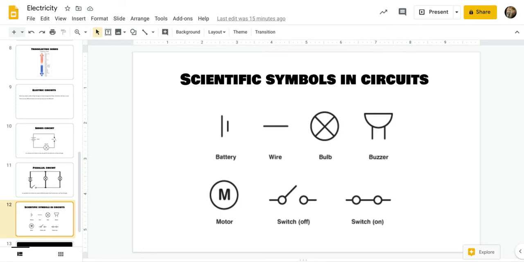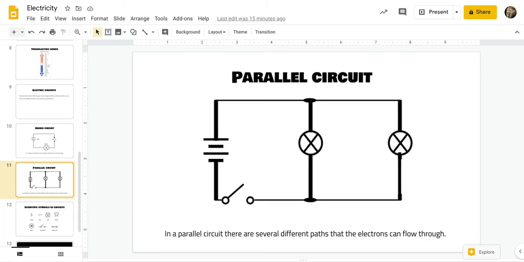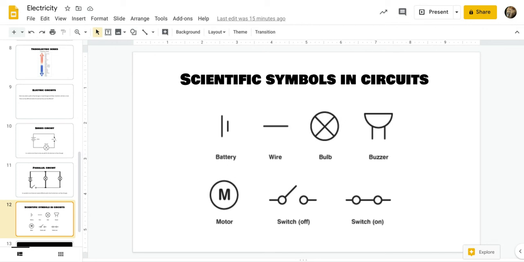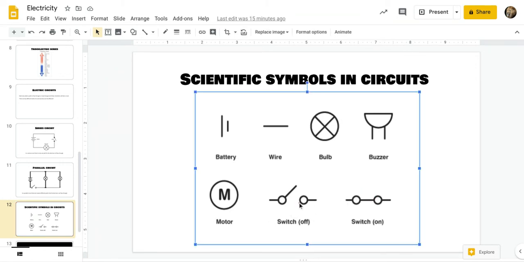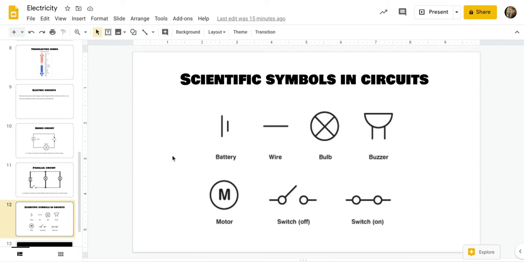Scientific symbols in circuits. As you see in the picture here, these lines mean that's a battery. The other ones mean that they're wires. The circle with the X inside means there's a bulb. The switch off and on here, as you see, do you know why this is switch off? Because it's disconnecting the circuit, so it can't work. But here, it's connecting the circuit, so it goes. The motor, and these are just some scientific symbols in circuits. There are tons of others that you will learn while learning about electricity.